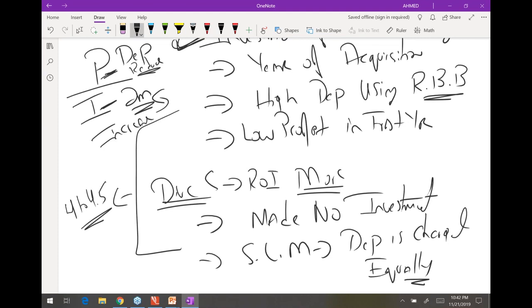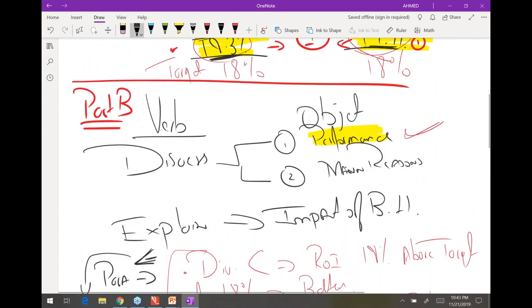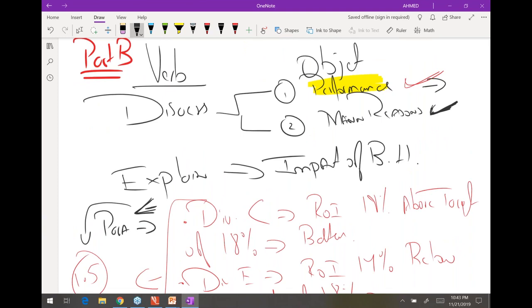Okay, so the second objective was what? Discuss the reasons, and I've done that. Performance was checked with targets, and reasons I have linked with the scenario. Simple.